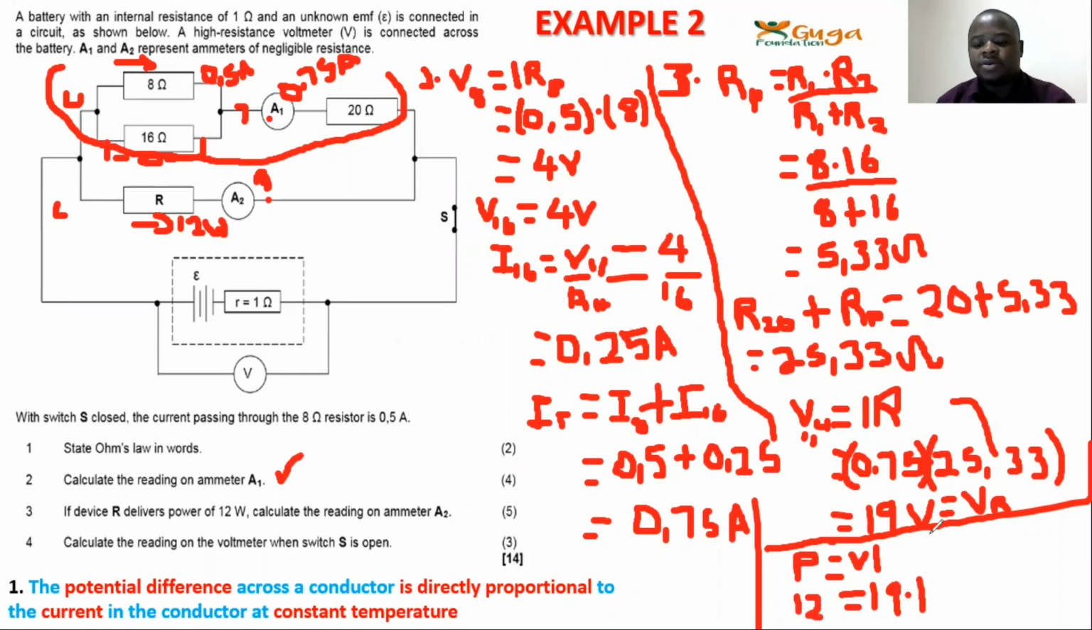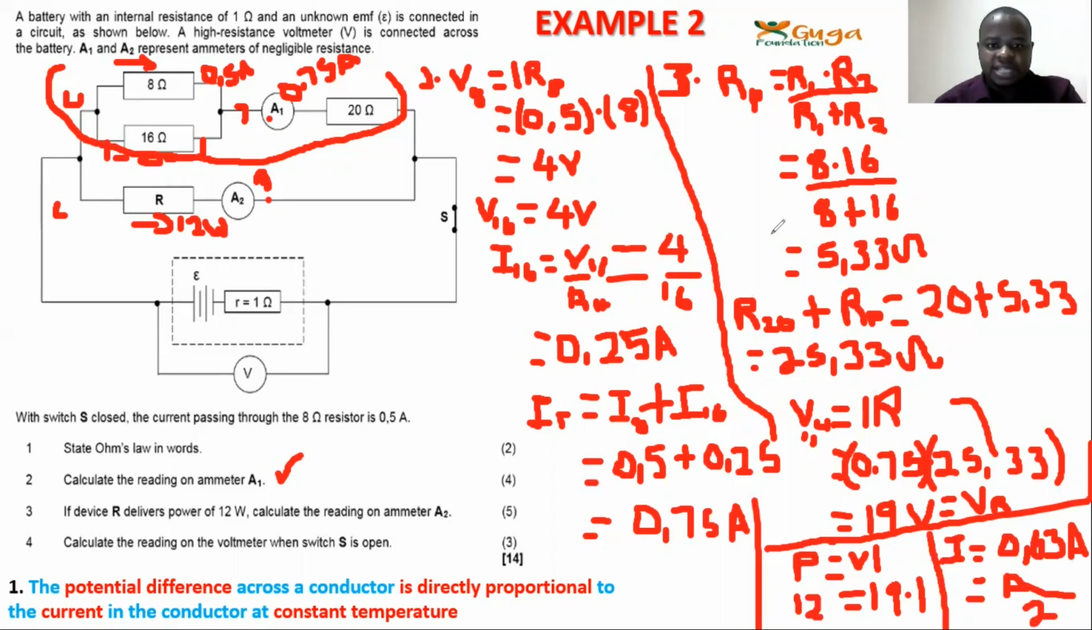So now when you divide both sides, you should get I equals 0.63 amps, right? So that's the current at A2. This is the current which is equal to the current of A2, right?